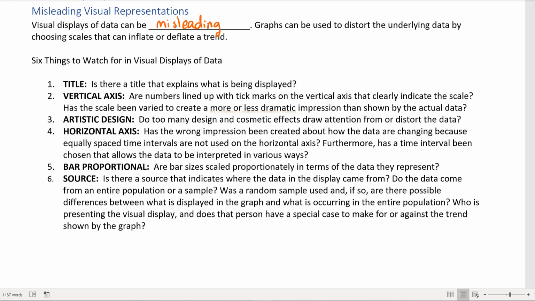And then the last one is the source. Is there a source that indicates where the data in the display came from? Do the data come from an entire population or just a sample? Was a random sample used? And if so, are there possible differences between what is displayed in the graph and what is occurring in the entire population? Who is representing the visual data, and what does that person have a special case to make for or against the trend shown by the graph? So you have to question your source. Even if the source is cited, you probably should question where they came from and what they are actually showing you.